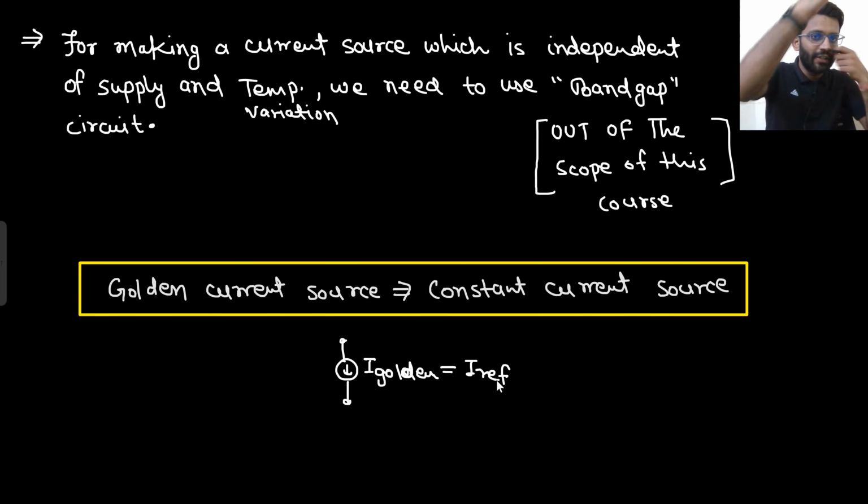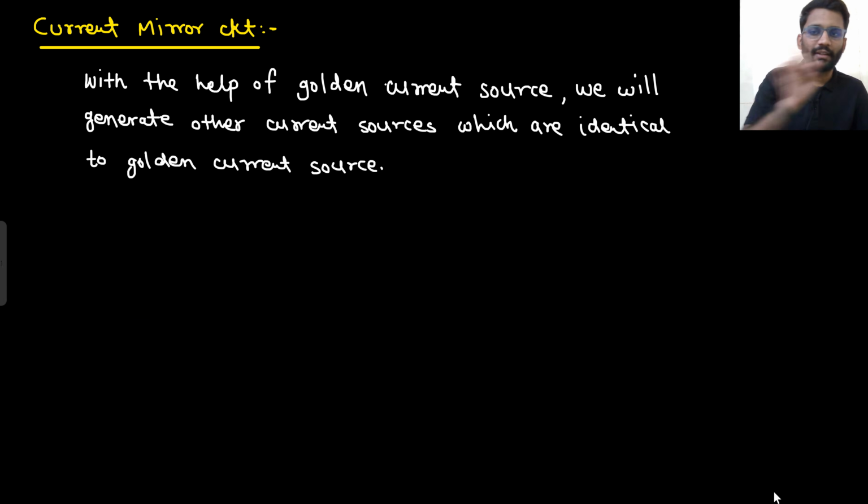Now using that current source, you need to make more current sources. This is your target, and for that we use a current mirror circuit. By using that current source, you make copies of current sources that are identical to this IREF, this I golden. So from the band gap circuit you make a constant current source, and with the help of the golden current source, we generate other current sources identical to the golden or reference current source.